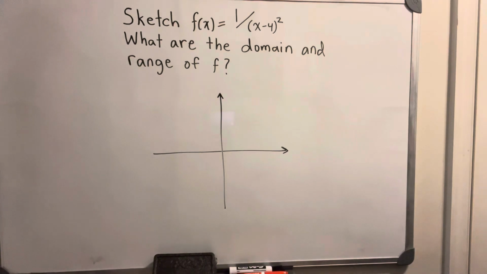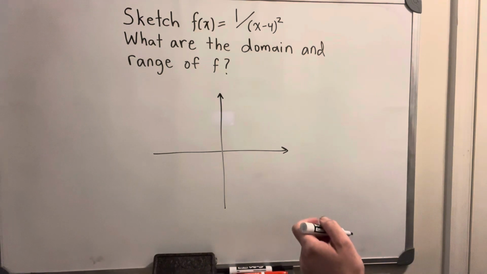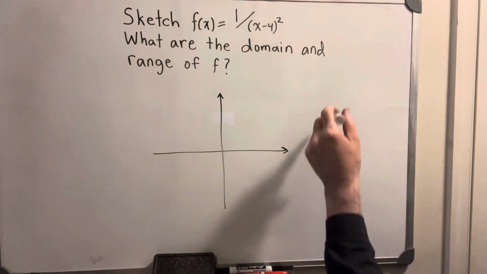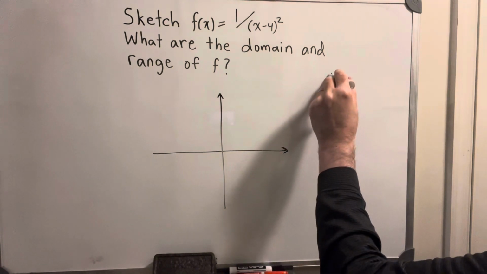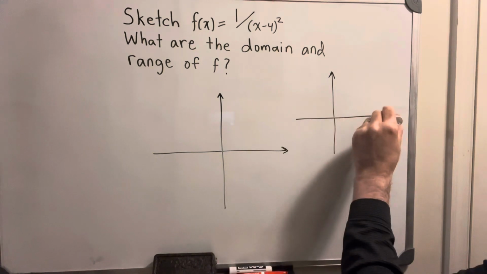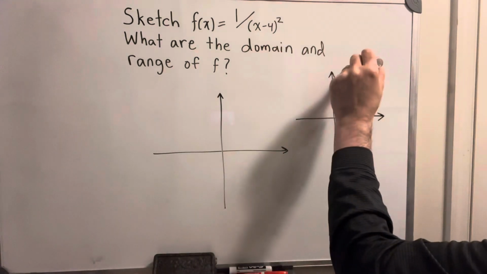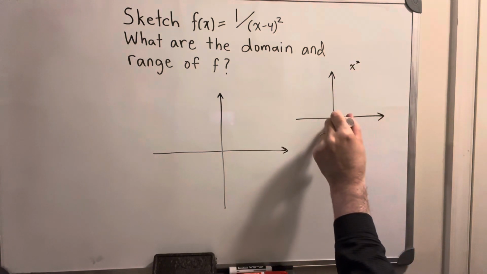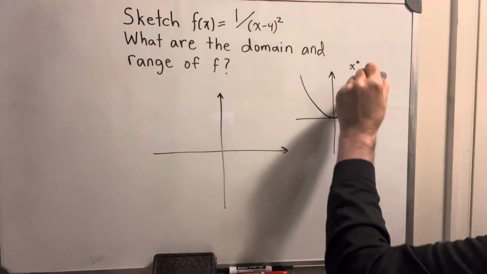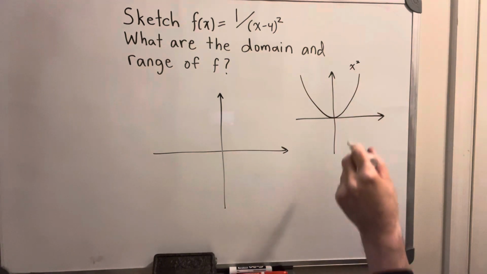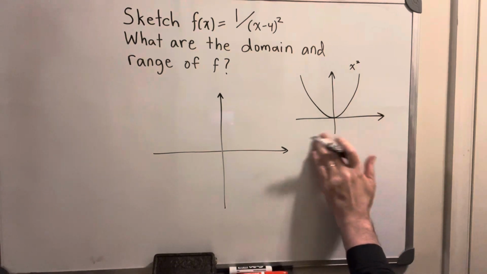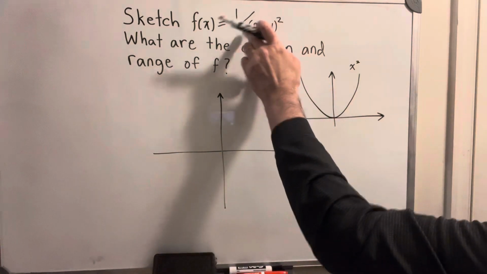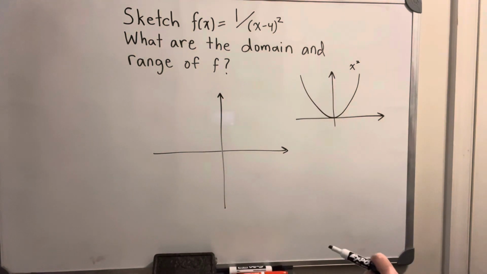This problem says sketch f of x is 1 over x minus 4 squared. And what are the domain and range of f now? So I would start from the inside and sketch a function that I know. Something vaguely similar to this might be the function x squared. And that one looks like a parabola.